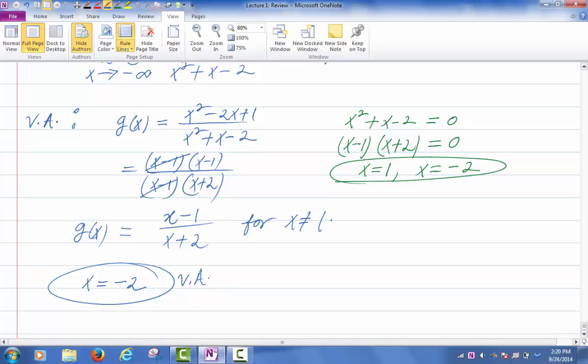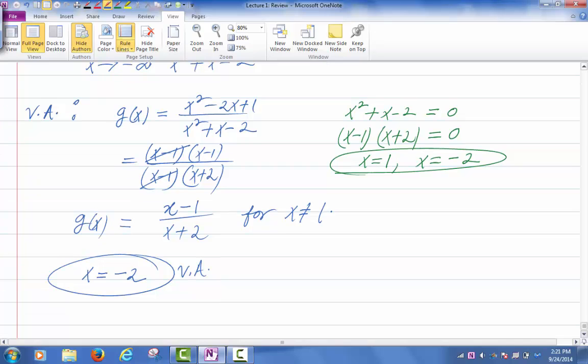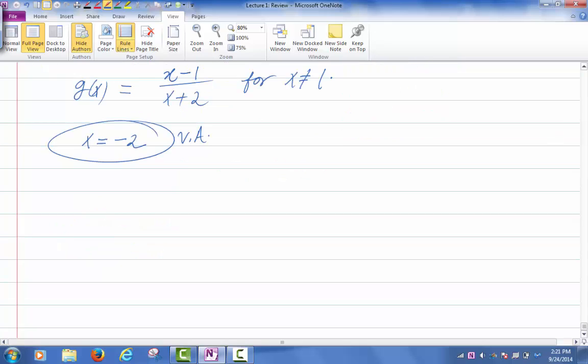The shortcut to say is that before you decide the vertical asymptotes, see if you can factor out the numerator and the denominator, cancel out, reduce the fraction as much as you can, and then decide the vertical asymptotes. Is that okay? All right. We are done with 3.4.